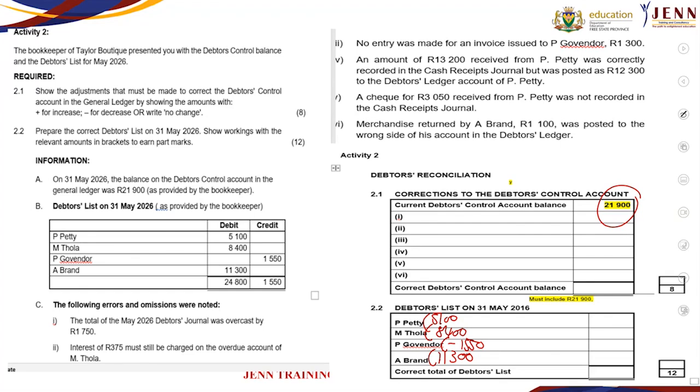Now let's go to the activity. Now I think this one will be a little bit faster because at least now we understand what we are doing. But I will still take the opportunity to allow you guys to give me the answers on which we will go, on the debtors list or on the debtors control account. So the first error goes as follows. The total of the May 2026 debtors journal was overcast by 1,750. Any school, where do we go? Debtors control, debtors list, or both? Any school?